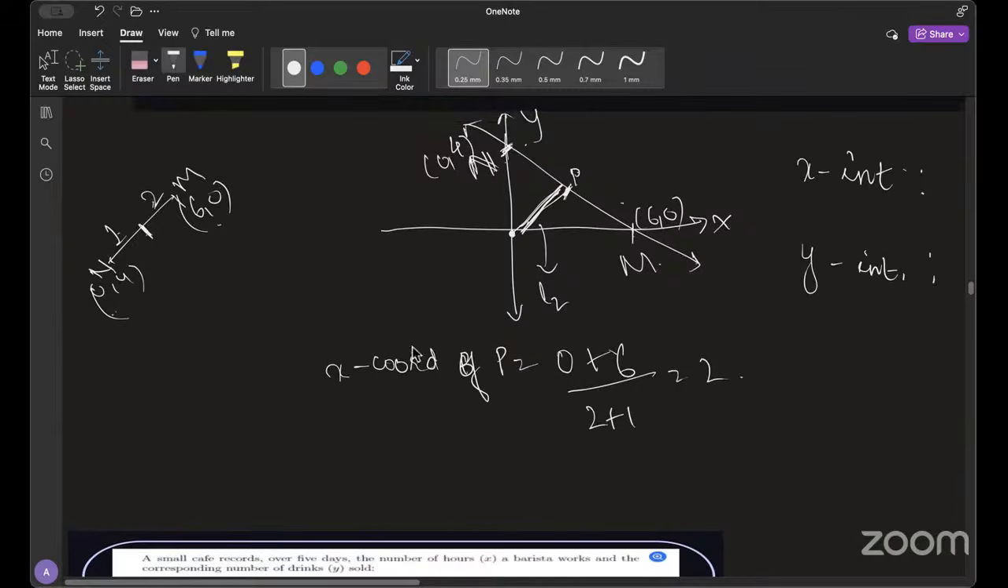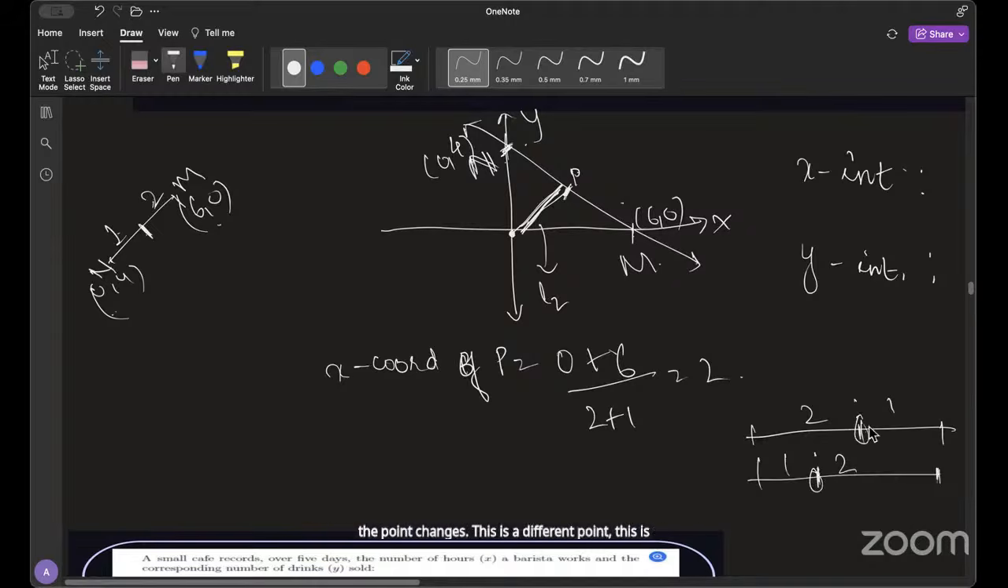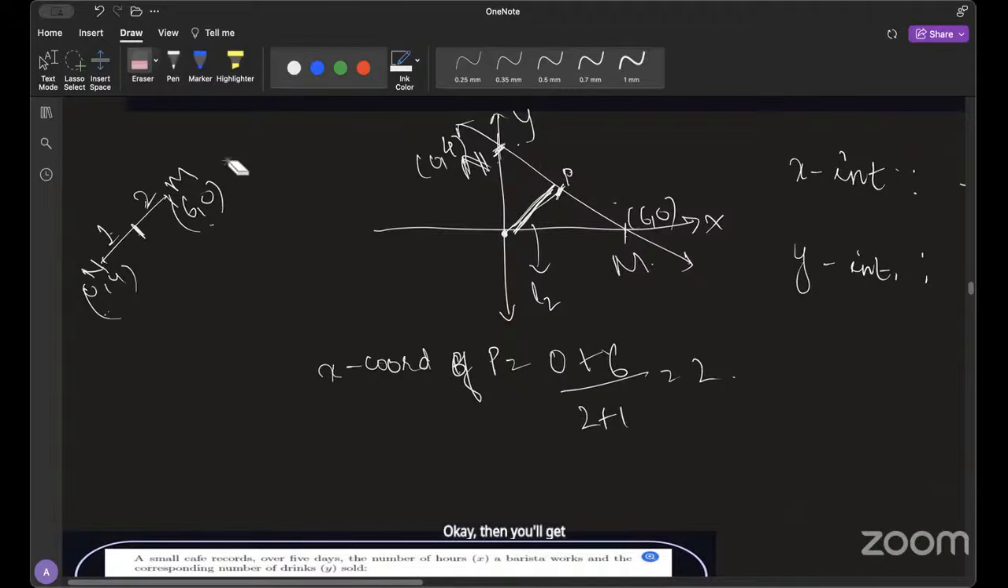Sorry for the interruption, but will it affect my result if I take 2 this side and 1 that side rather than 1 and 2? Yeah, it's going to change things, right? If this is your line and this is a 2 is to 1 ratio, and this is a 1 is to 2 ratio, obviously it's going to change things. Your point changes. This is a different point, this is a different point, right? Then I've taken the reciprocal. Okay. Then you will get the wrong answer.